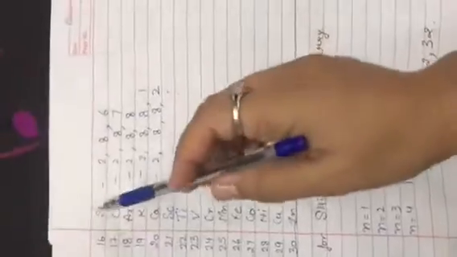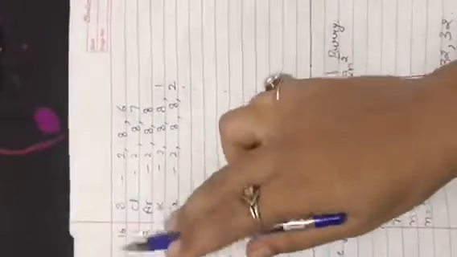So students, these were the 1 to 30 elements. I hope now you can memorize these.